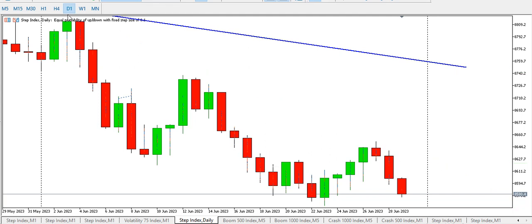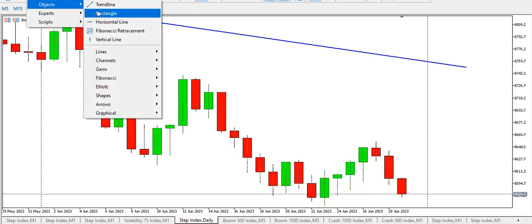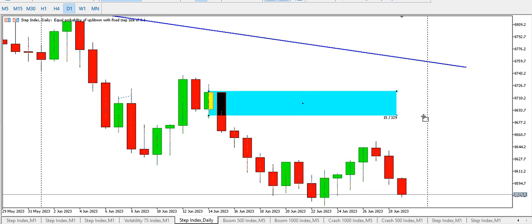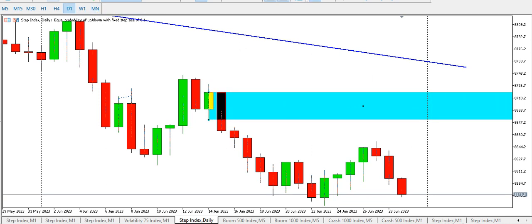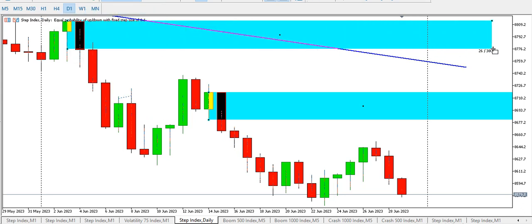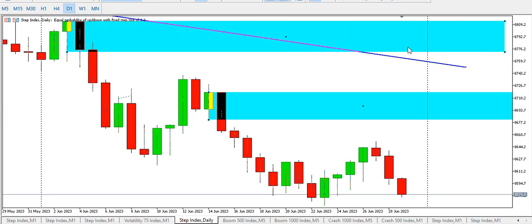But in case price is going to go up, we have this other block that might serve as supply to price. This particular order block serves as supply or resistance to price. This is also another order block at the top that might serve as resistance or supply to price. Okay, that's that for the daily time frame.